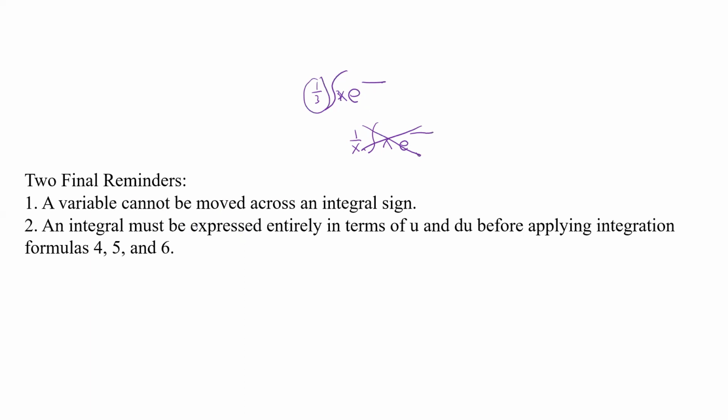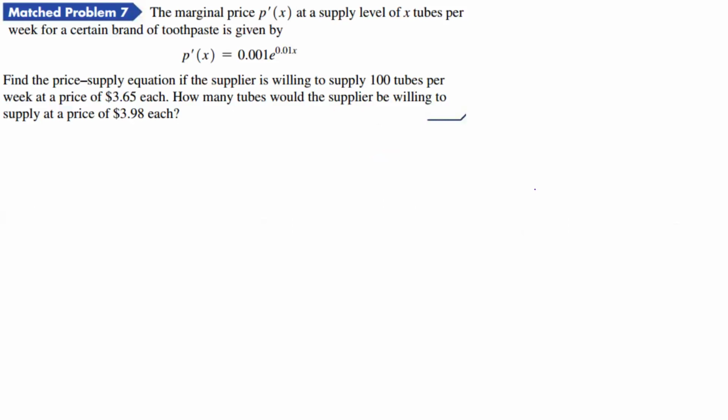Constants can be. And when we're doing integrals, it must be expressed entirely in terms of u and du before applying integration. So you can't have it partly in terms of u and partly in terms of x or anything else. It has to be all u and du if you've done substitution. Again, if you wanted to do y and dy or whatever, but usually you say u and du. If it's the same u, du, or y, dy, then you can do that if you substitute it in that manner.